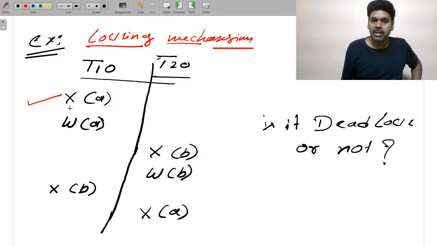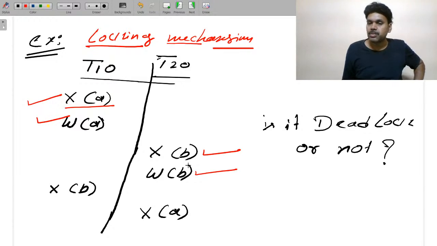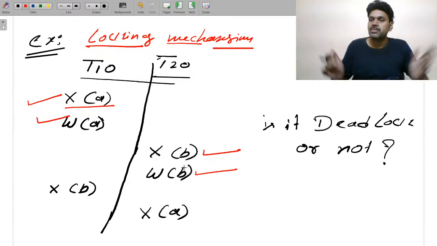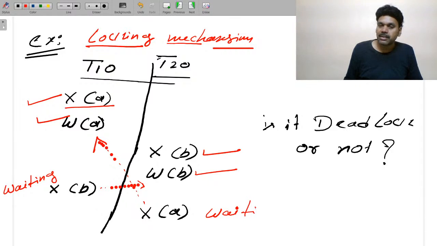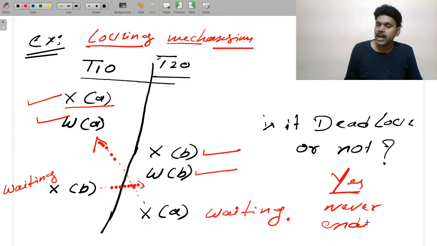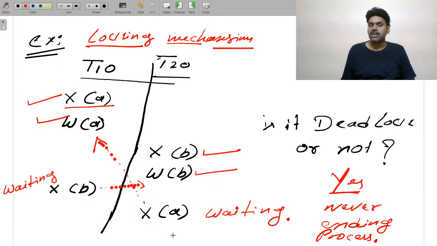This is the last example. So X of A write performed, X of B write performed. So both are granted because they are different objects. Now I am requesting here, so you will be under waiting. He is requesting through this, therefore you are under waiting. So this is called what? Deadlock, because it is a never-ending process. That's called deadlock.